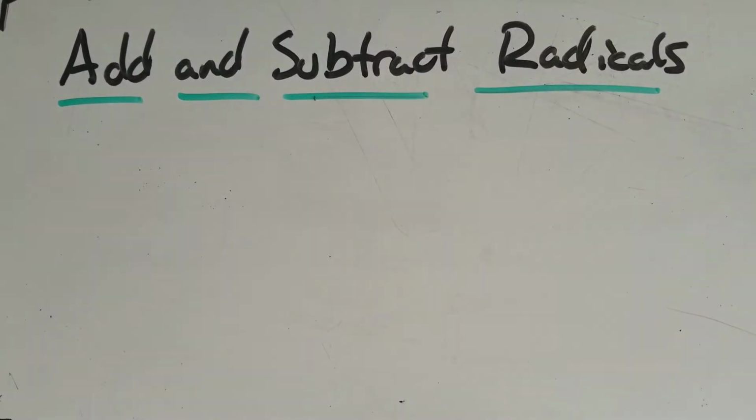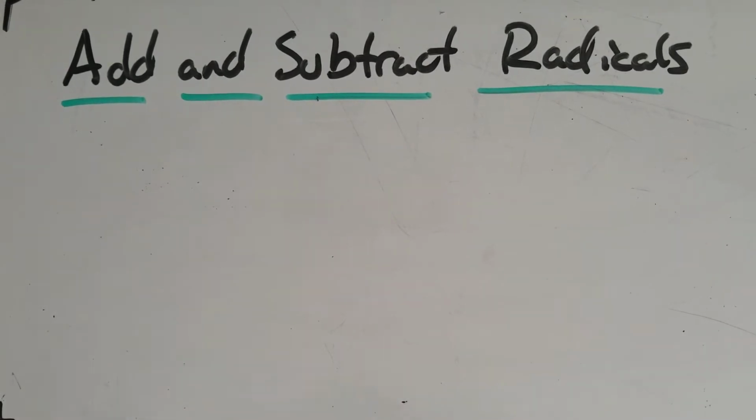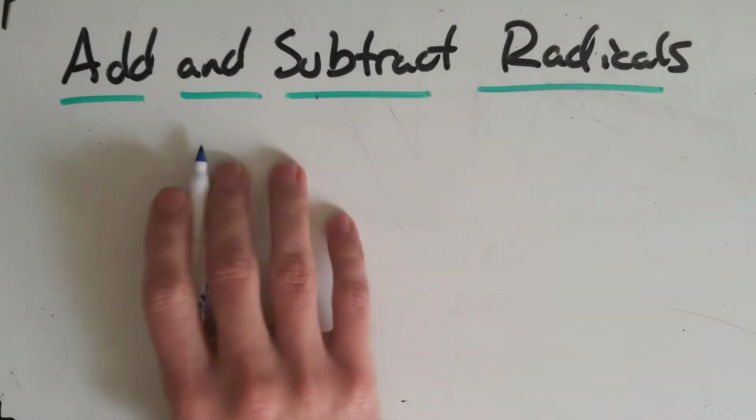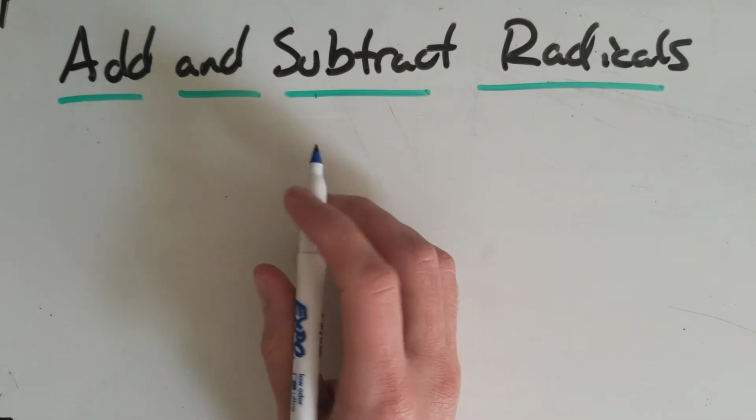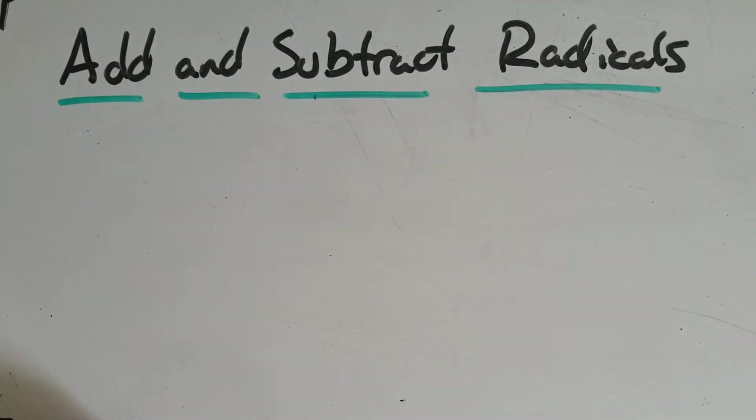Hey guys, in this video we're going to talk about how to add and subtract radicals, a little bit different than multiplying or just plain old simplifying. So when you're adding or subtracting radicals, one of the key things is that you need to have the same radicand to combine like terms.